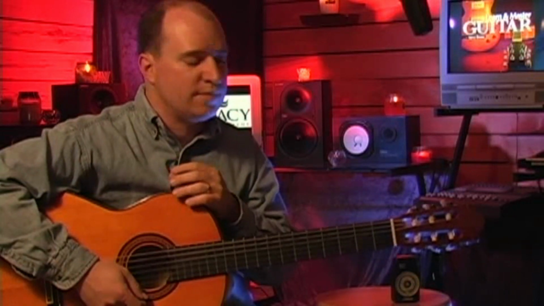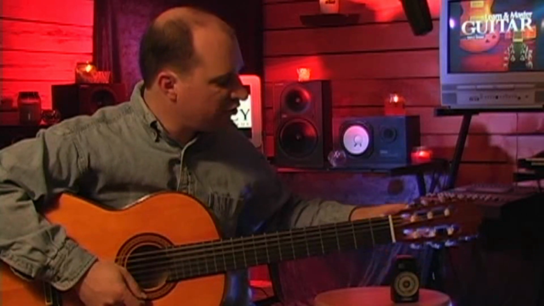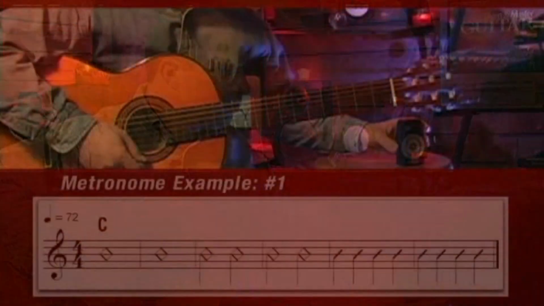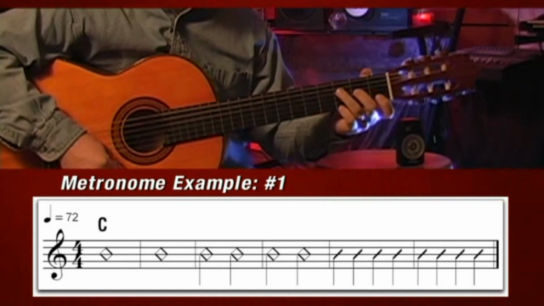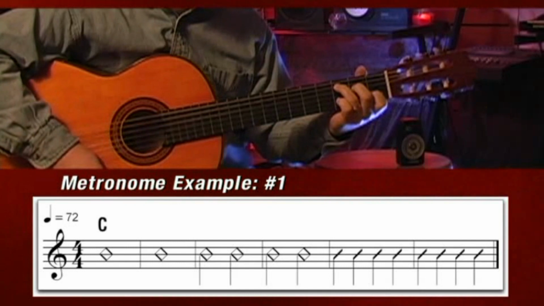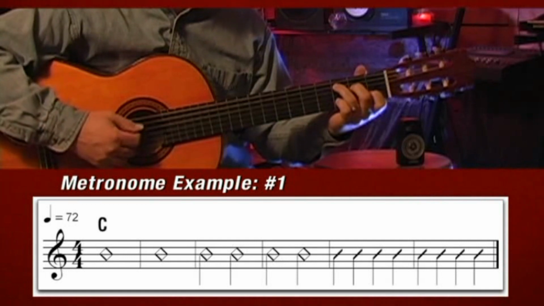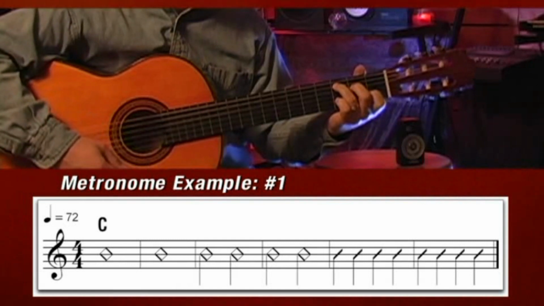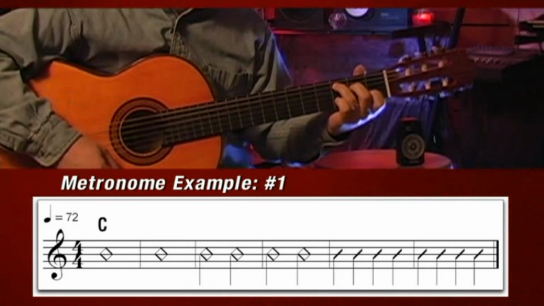So let me just show you how this works. I'm going to turn it on, and this is clicking off. Let's see, what does that say? 72 beats per minute. And so if I was playing along with it, let's say I'm playing a C chord. 1, 2, 3, 4. Say I want to do half notes. Quarter notes. Good. See how that works?